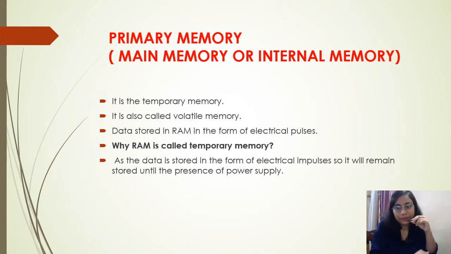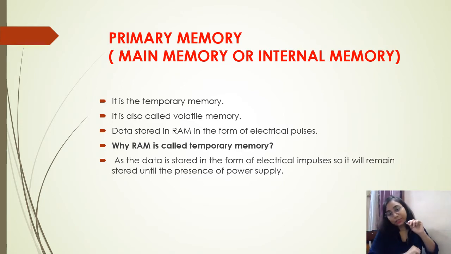Primary memory, also called main memory or internal memory, is a temporary memory. So it is primary, and it is a temporary memory. It is also called volatile memory. Data is stored in RAM in the form of electrical pulses.